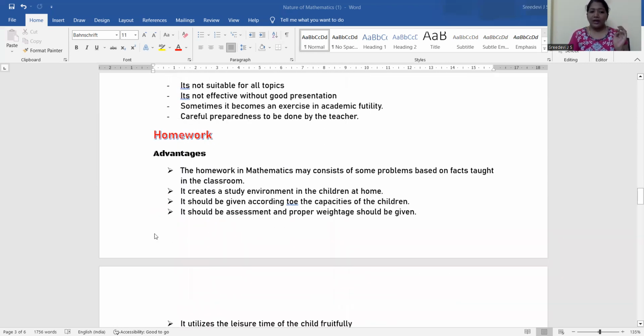Then homework. What are the advantages? Homework in mathematics may consist of some problems based on facts that are already taught in the classroom, right? Then it creates a study environment in the children at home. It should be given according to the capacities of the children, and it should be assessed and proper weightage should be given. Okay.